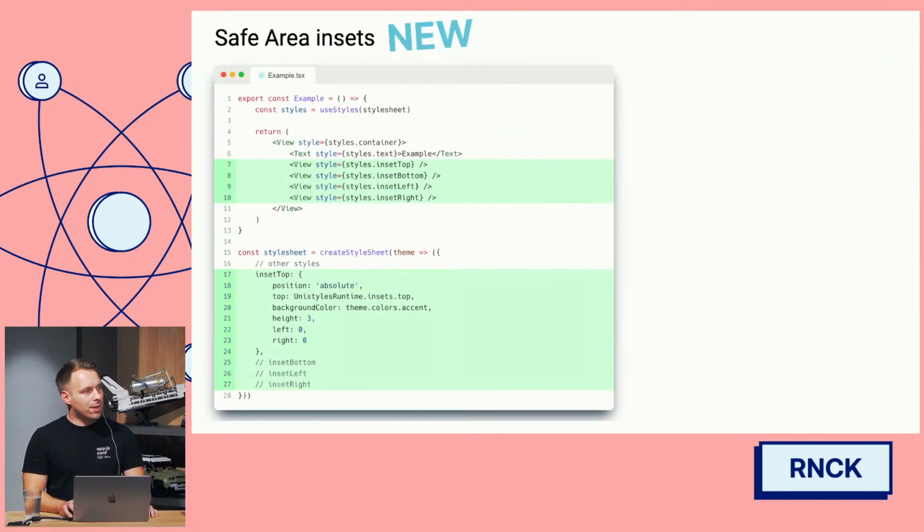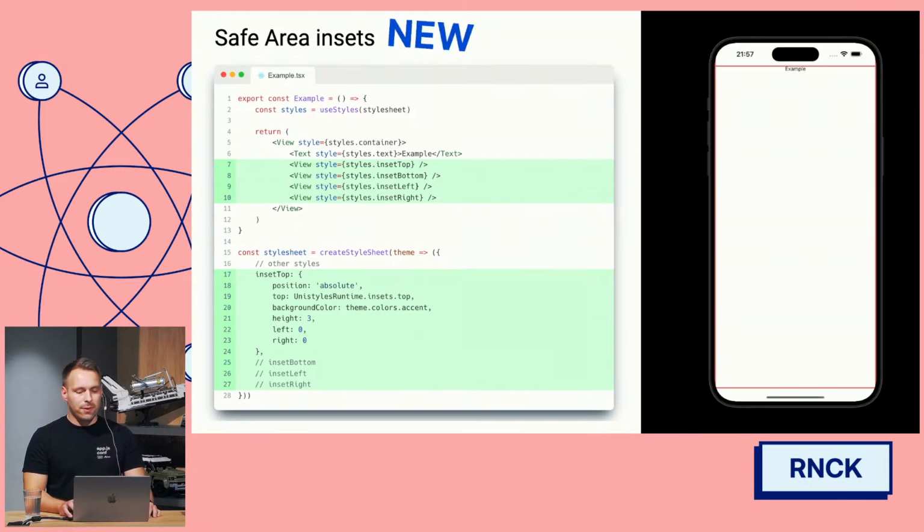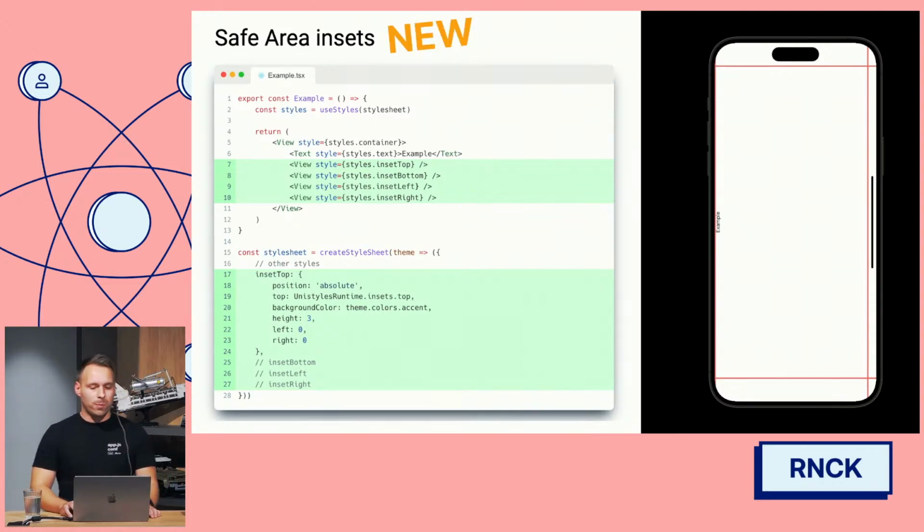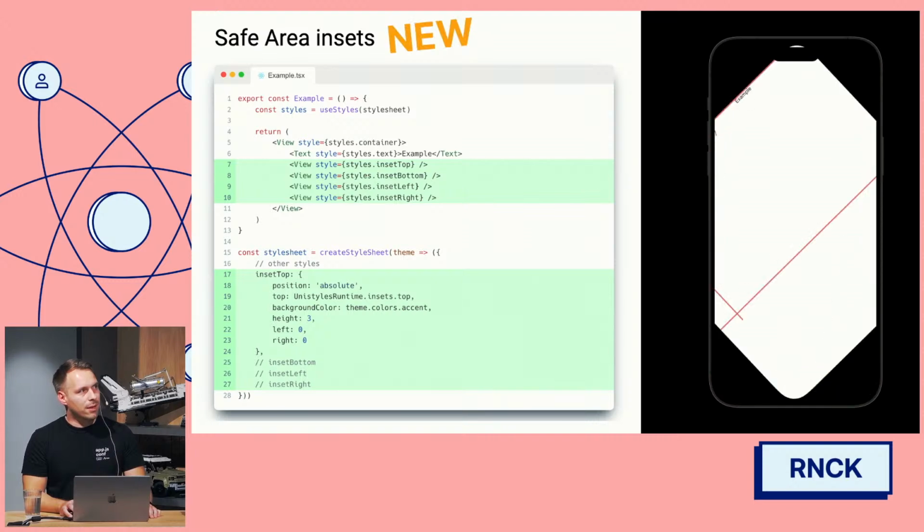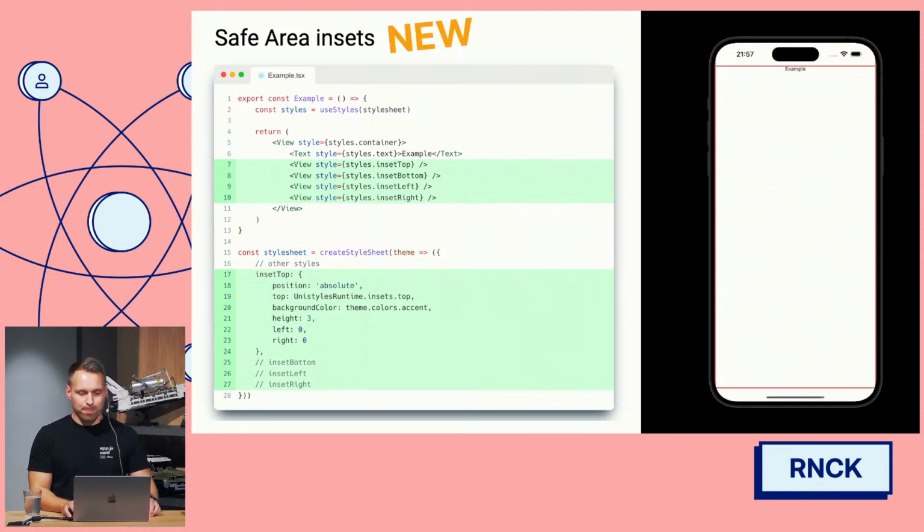So this is an additional example. Here we have 4 views, and every view will show you the guidelines. It will work automatically. It's always up to date, and your app will never be covered by any of the hardware stuff.